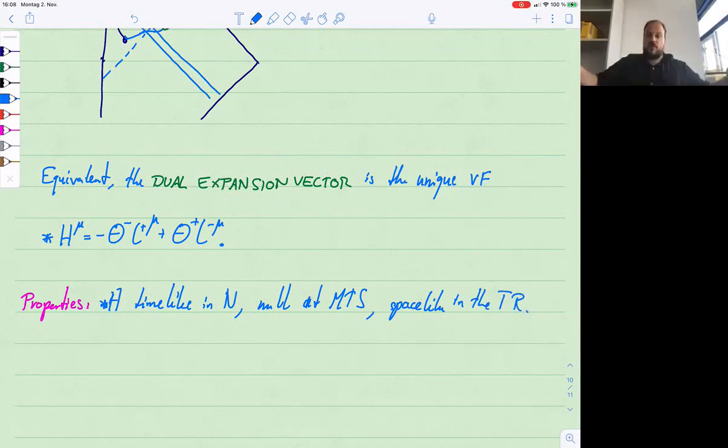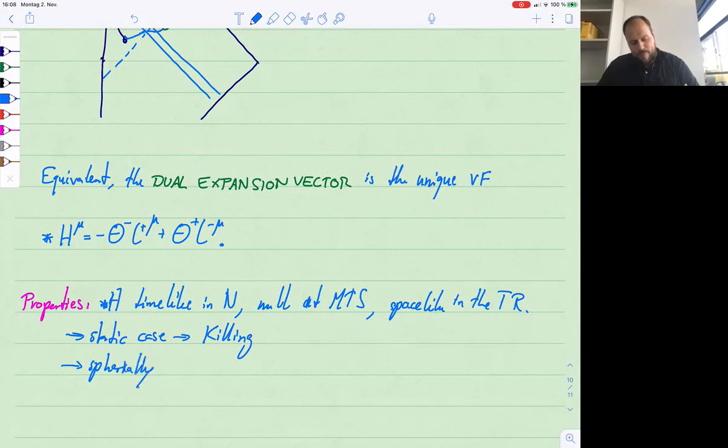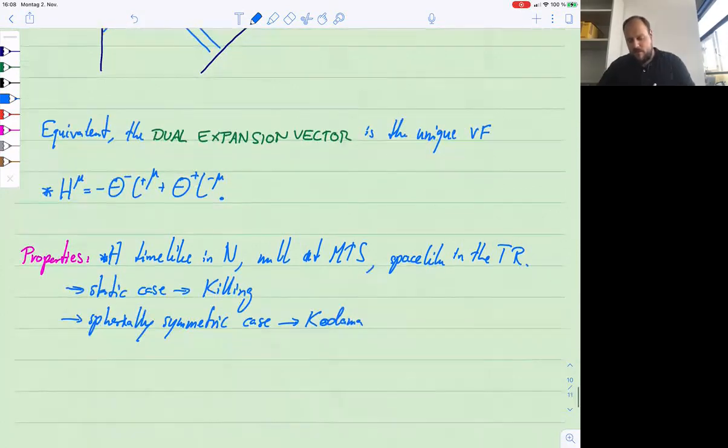This is super important. This is general. There's no symmetry assumed here. And this thing specializes when we go to the static case: it becomes just the Killing vector. And when we go into the spherically symmetric case, this becomes the Kodama vector, which is the equivalent of the Killing vector. And this is solving that equation. So here it induces also a symmetry, but a weaker symmetry than the Killing vector. The Killing equation is this, so both are K, but one is Kodama, one is Killing.